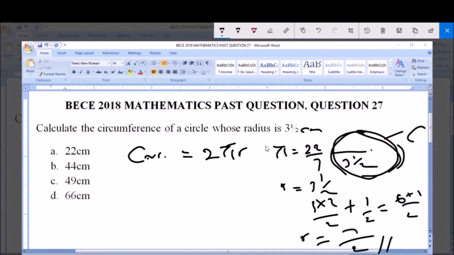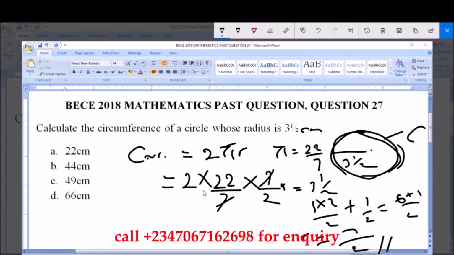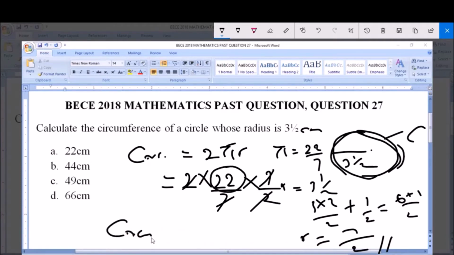Now let's come back to our calculation. Now the circumference is equal to 2 multiplied by what? Our pi is what? 22/7 is a constant. Then multiply by r, which is what? 7/2. Now let's cancel. This 7 here, we cancel this 7. And this 2 here, we cancel this 2. We are left with what? This 22 here. So therefore, circumference of this circle is equal to 22 centimeter.